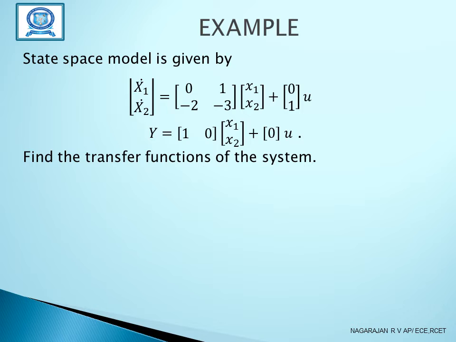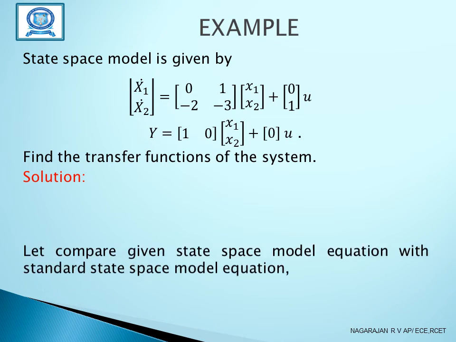So this is a state equation and this is the output equation. We need to find the transfer function of the system. They are given a state space model equation. The state space model consists of two equations: one is a state equation, another one is an output equation. They are given the state equation as well as the output equation. Now we need to convert this state space model to a transfer function of the system.